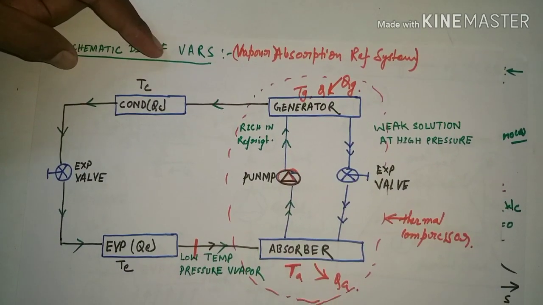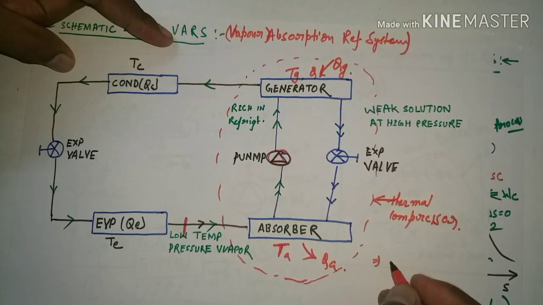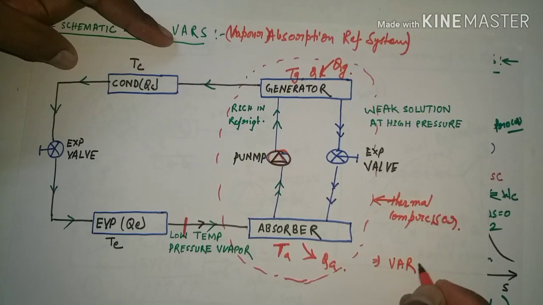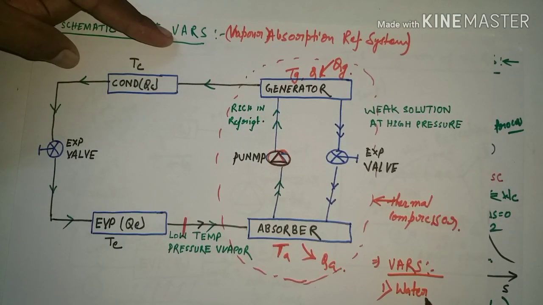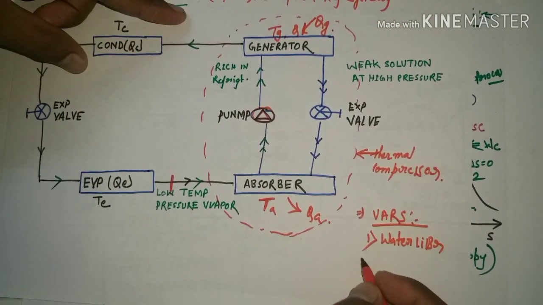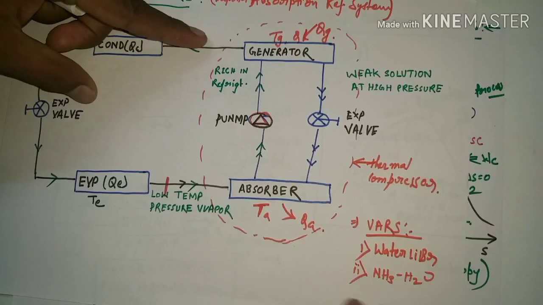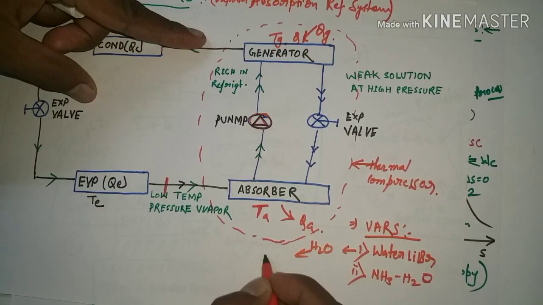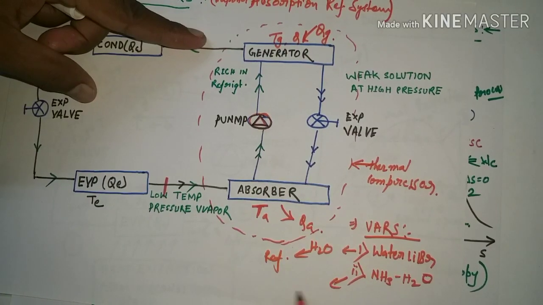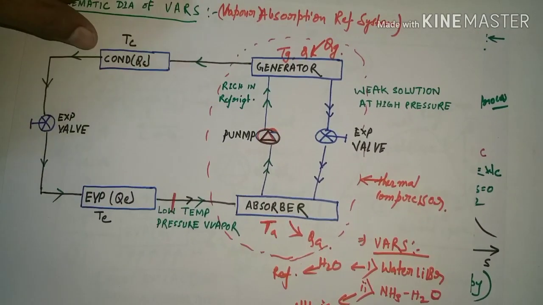Before further description, I want to tell you that there are two types of absorption refrigeration system. One is the water lithium bromide absorption refrigeration system, and the other is the water ammonia system. In the first system, H2O water is the refrigerant, and in the second system, ammonia NH3 is the refrigerant. You will have to understand this.